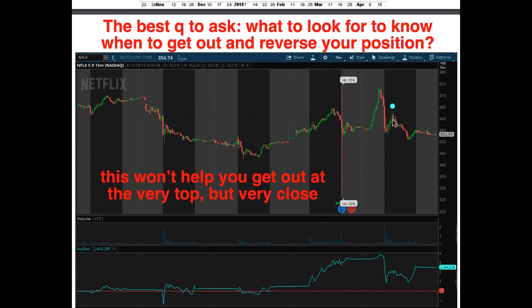As you can see, right after that, it dips, and then it tries to make another run higher. And what do you have? Consecutively, another bearish reversal candle. That was your signal to get out. So for those that are subscribers, we actually sent out the message saying, hey, we are reversing the Netflix position because there are clear signs that this is a top.